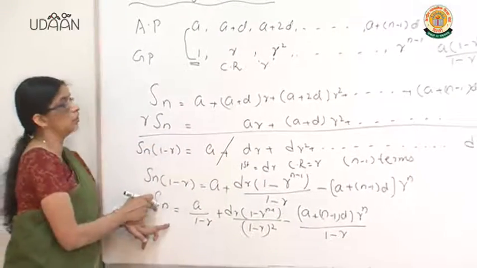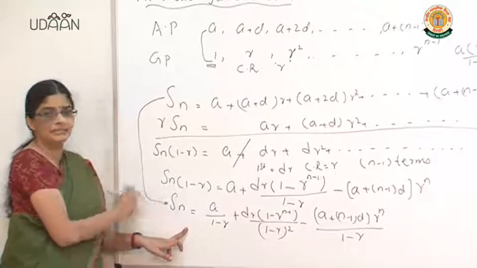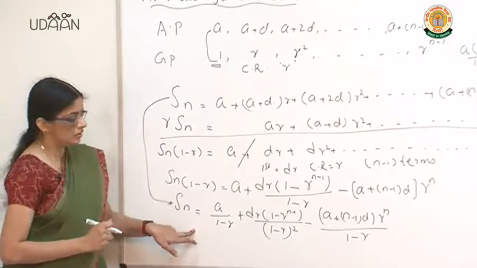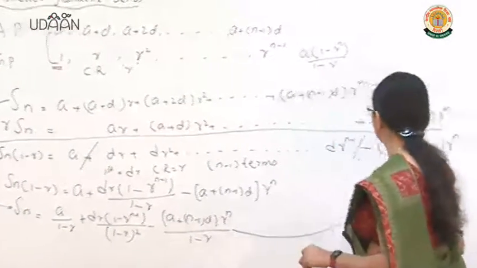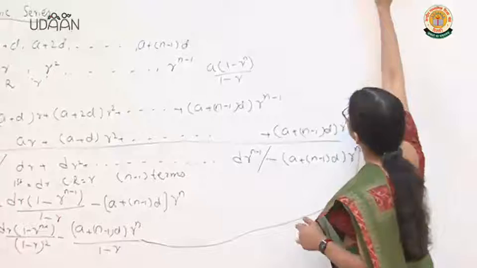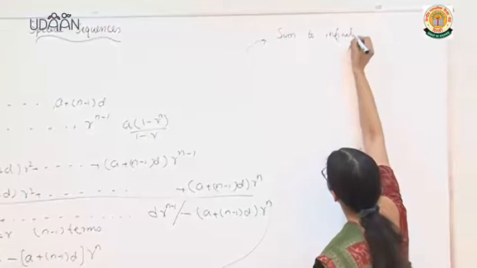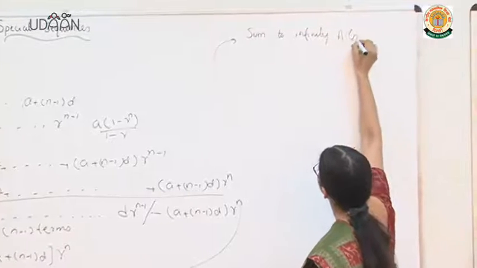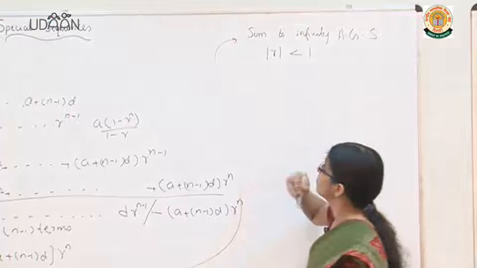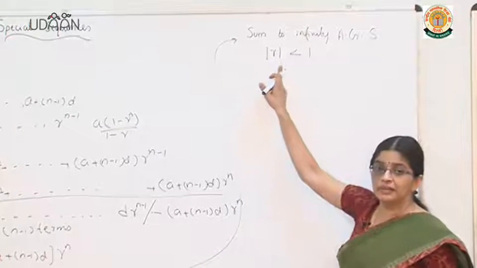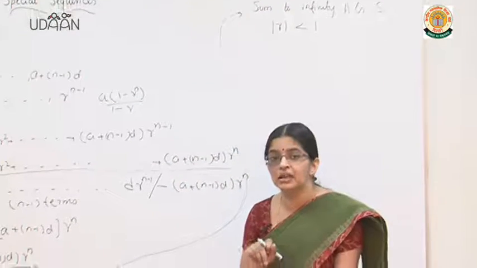This is the sum to n terms of this arithmetico-geometric series, this AGP. Now, if we have to find the sum to infinite terms, I will do the calculations here. If we have to find the sum to infinity of this arithmetico-geometric series under the condition modulus of r less than 1, that is, the common ratio r lies between minus 1 and plus 1 excluding 0, how do we find the sum to infinity of this arithmetico-geometric progression?